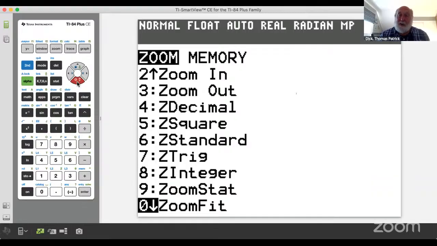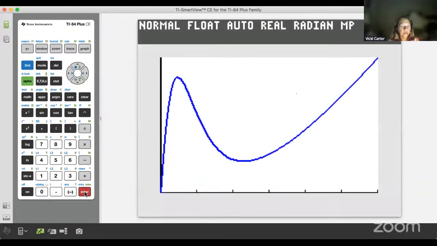What that'll do is take my x domain from x min to x max and sample what would be a good y range, a good y min and y max, to fit the graph on. So let's try that and see what we get. But only use zoom fit when you have a set domain.